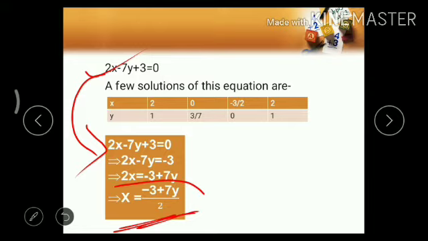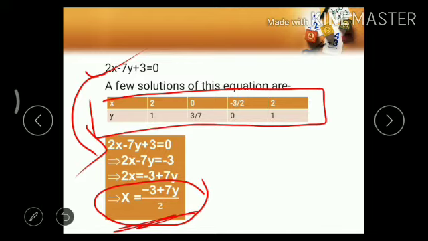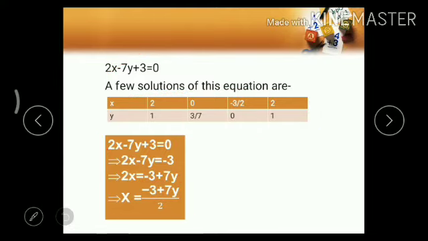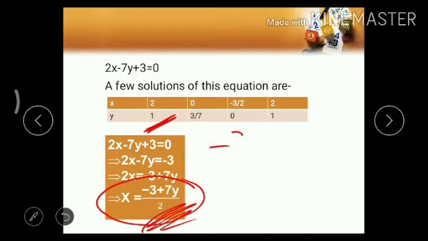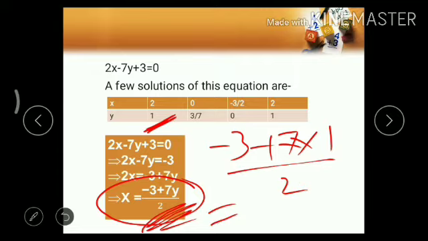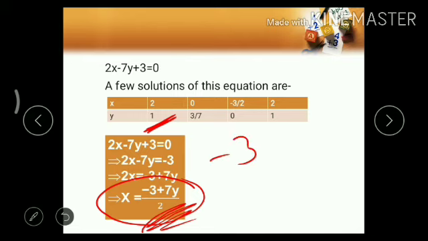From this equation we can make this table. How? Here we shall take any value of y. After doing the calculation with that value, we shall get the value of x. So here you can see y equal to 1 we have taken. If y equal to 1, it will become minus 3 plus 7 into 1 by 2. This will give you minus 3 plus 7 by 2, which is equal to 1 by 2.